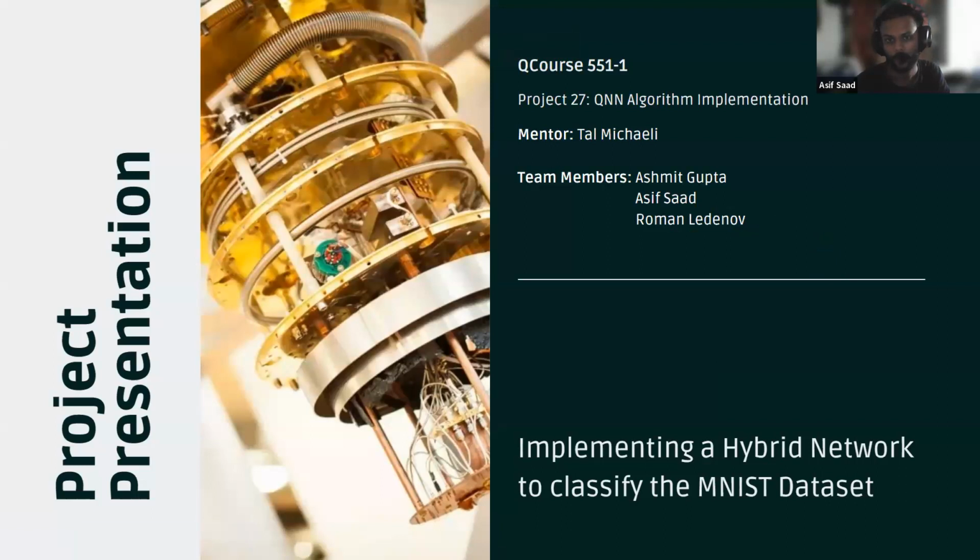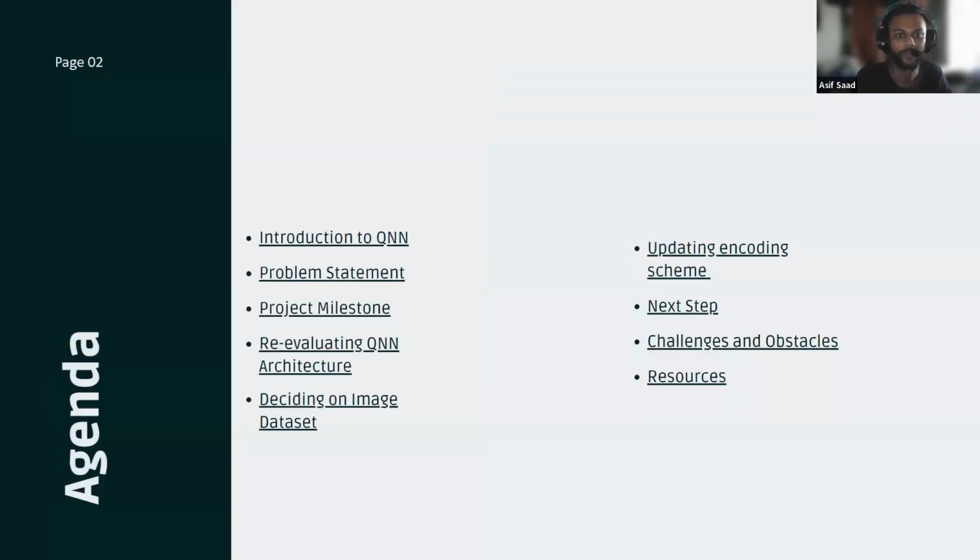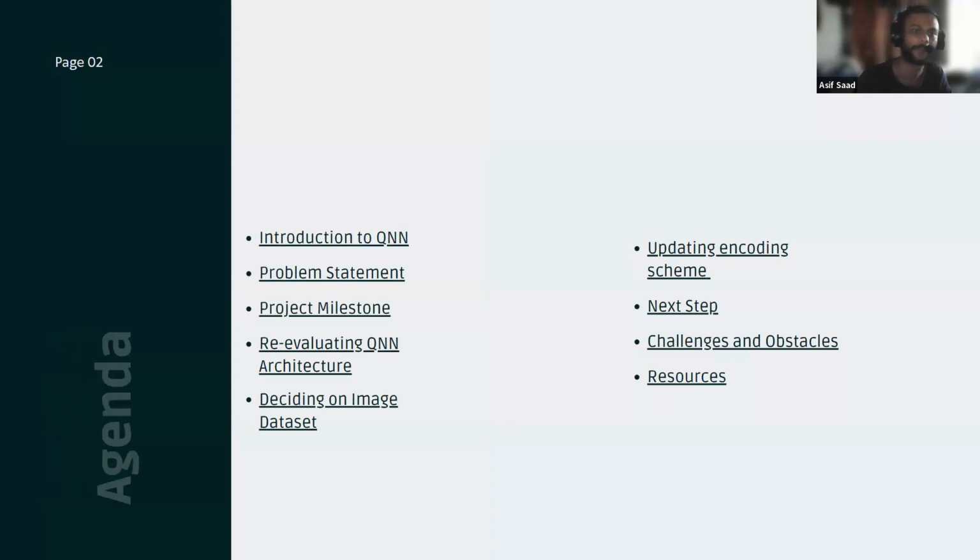Hello everyone, good day to you. In this presentation, I'll be presenting Project 27, Q&A algorithm implementation. I'm Asif. My other team members are Ashmi Gupta and Roman Lerner, and the mentor is Tal Michelle. Here I'll be implementing a hybrid network for classifying the MNIST dataset, which is an image-based numerical dataset. Here I'll cover what we have achieved so far, what the challenges and obstacles are, and what the next step will be.